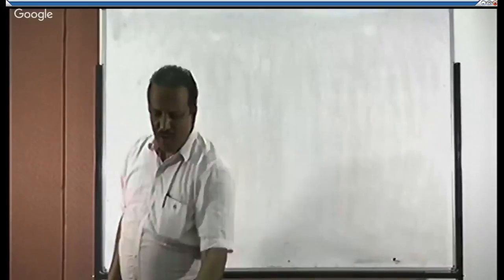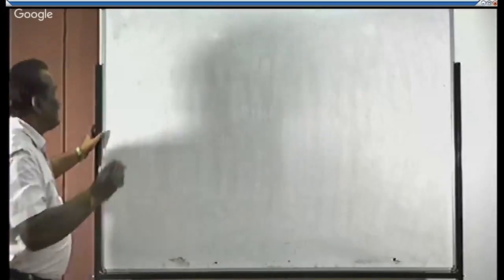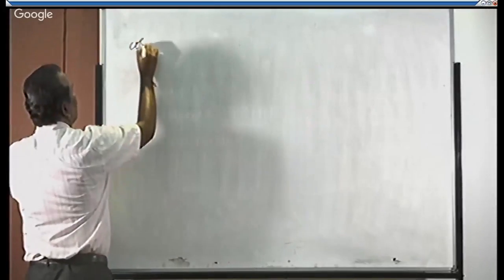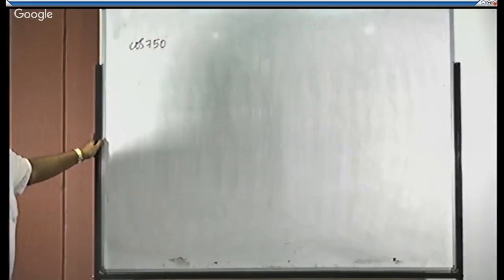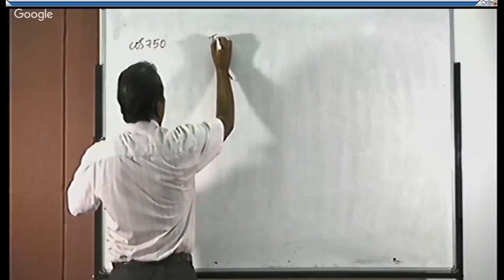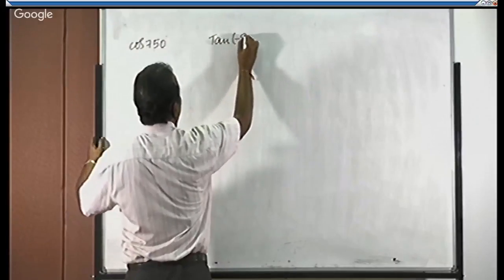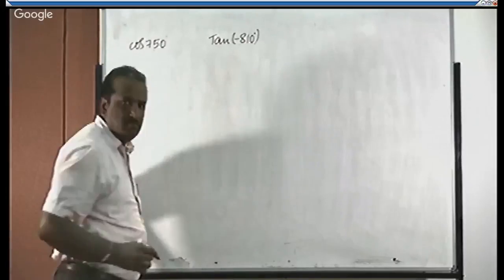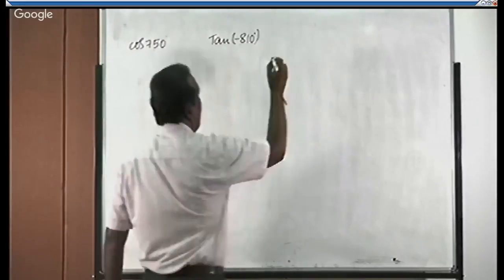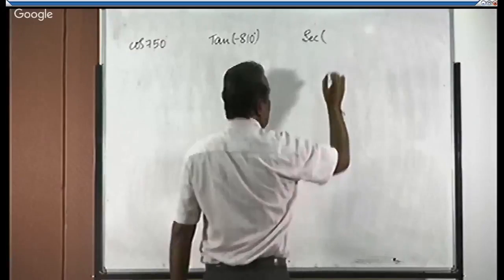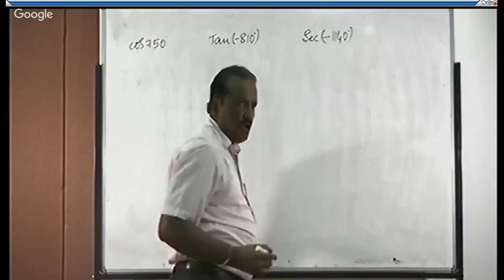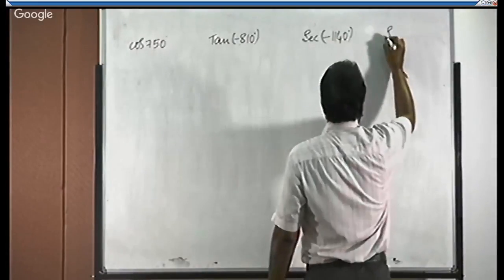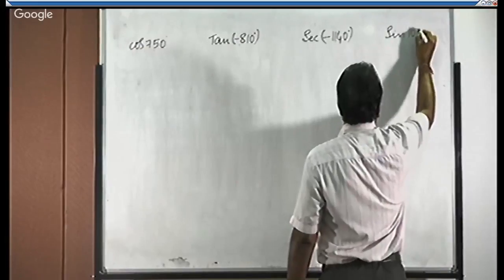Suppose someone asks you to find the values of angles like 750 degree, right? So tan of minus 810 degree, or secant of minus 1140, or sine of 1050, like that.